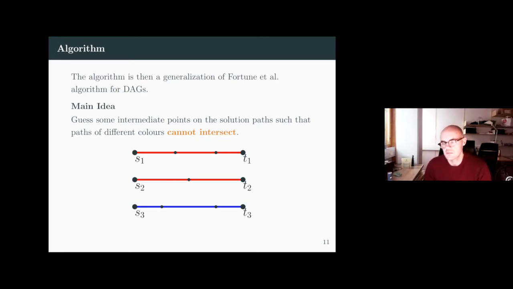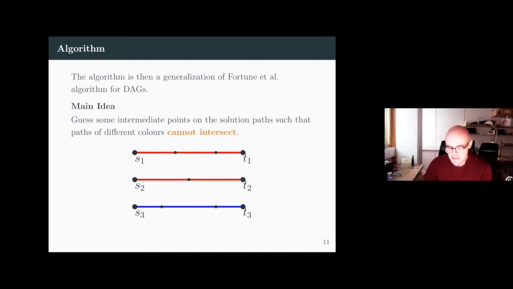intersect. So what I mean by that is, you start with the previous instance. So you have S1T1, S2T2, and S3T3. You want one red and one blue path. And now you say, maybe I will try to guess some of the points in the middle. So like this one, this one, this one, this one, and this one. So that now, if I guess this point, then I have to find a path from here to here, a path from here to here, and a path from here to here. So I have more paths to find.